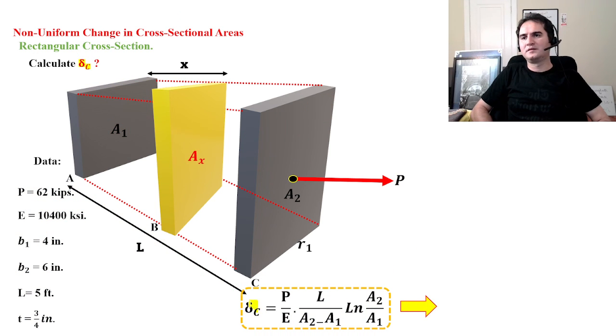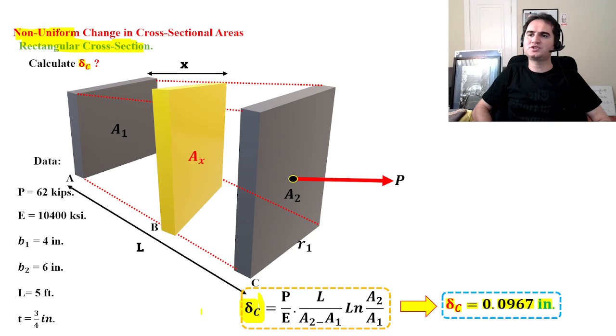So again, for a non-uniform rectangular change in cross section, you can get the parametric equation, replace it with your own data, and that's delta C equal to 0.0967 inches.